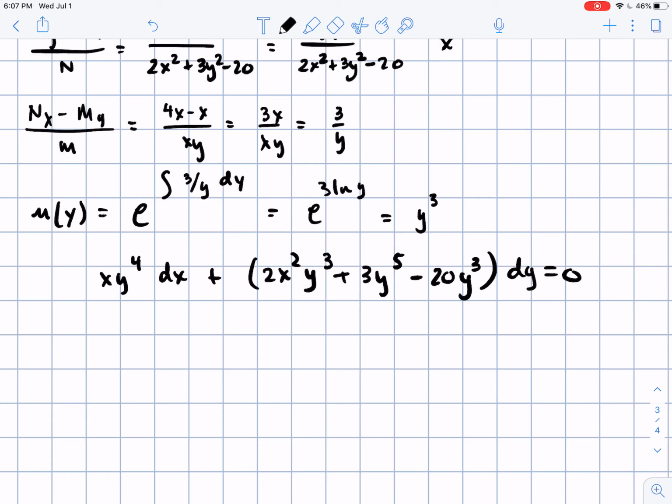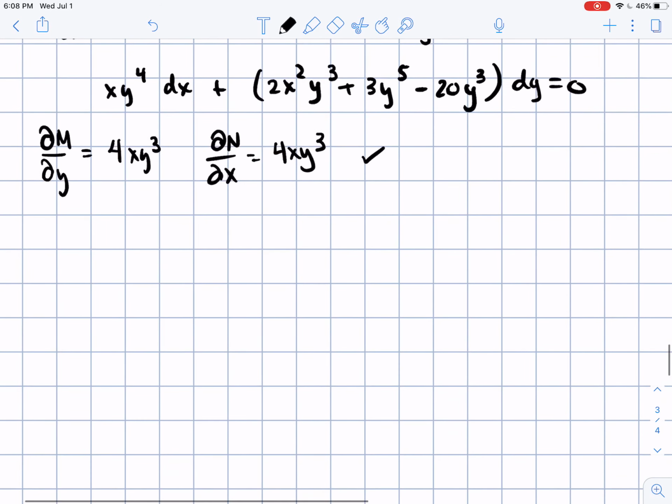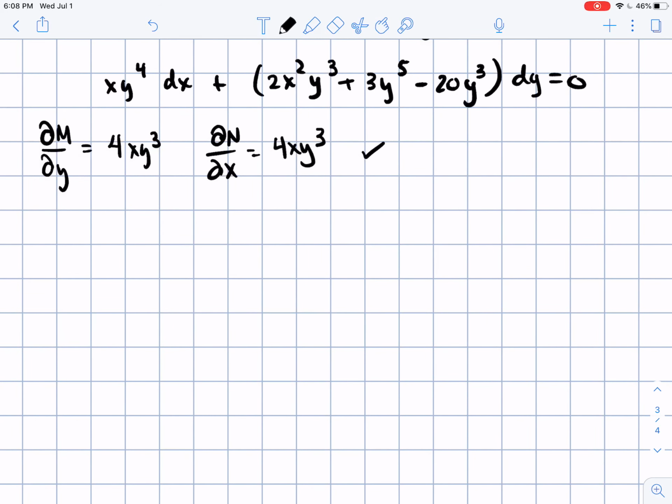It should be exact. So let's check. So the partial of m with respect to y is equal to 4xy cubed. Would that be the same as your partial of n with respect to x? And you can see the y terms with no x's are 0, and it does work out nice where you do get that exactness that we want. And now we could go through the whole process again. So let me just do this last one with you guys because it's good to see more and more examples.